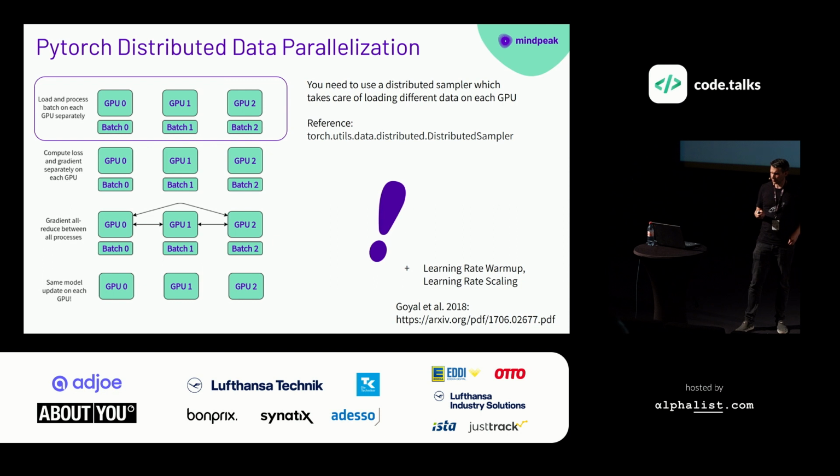There are a few things to mention. First of all, how do they load the data? You need to have a special sampler for that. Your sampler makes sure that the same data is not repeated, because you don't want to end up with the same batch on two GPUs. There are risks of overfitting and so on. You can use either the distributed sampler that PyTorch brings by default, or you can extend it into a custom solution. I also want to mention the cool paper from Goyal et al. from 2018. If you do multi-GPU training, you should consider this, especially learning rate warm-up and scaling, because otherwise your performance is not as good as training on a single GPU.